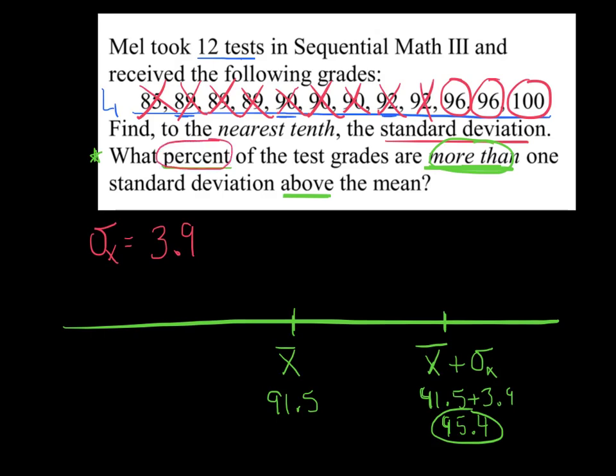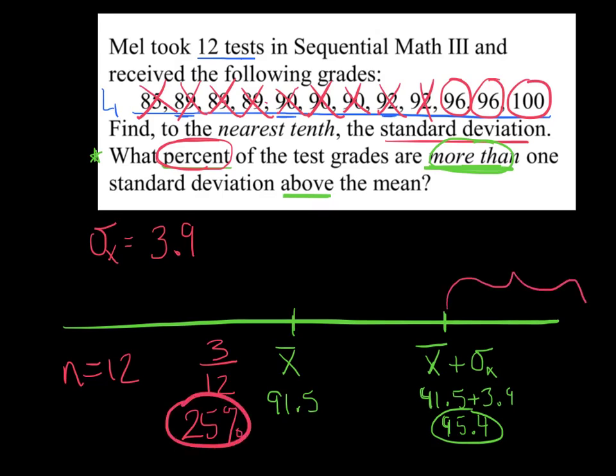We want to know what percentage of the scores. Now, how many scores were there total? You can either count them one by one, or you could look at your calculator. The n value is 12. So what I'm going to say is 3 out of the 12 scores. If we do 3 divided by 12 on our calculator, we're going to get 25%. Now, your calculator shows 0.25. Move the decimal twice. 25% of the scores are more than one standard deviation above the mean. That's the percentage that lies up there.